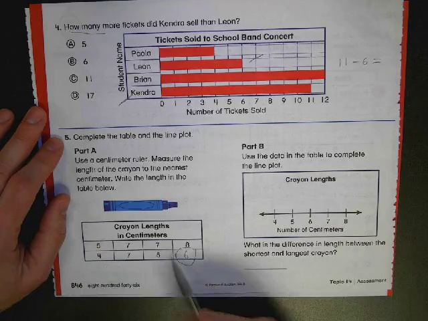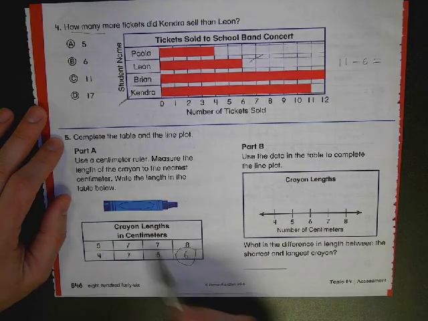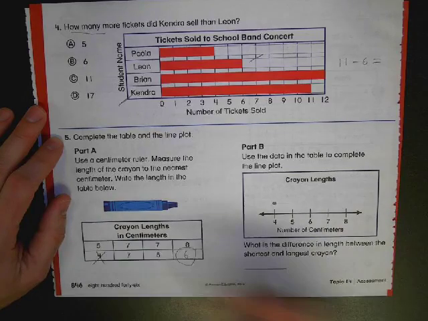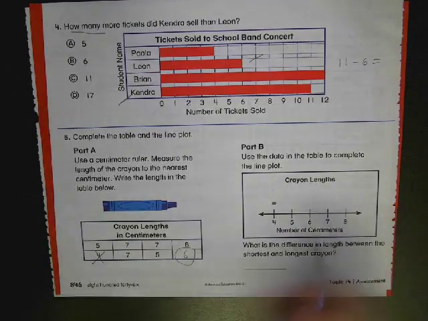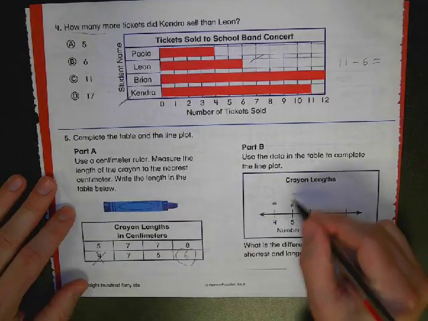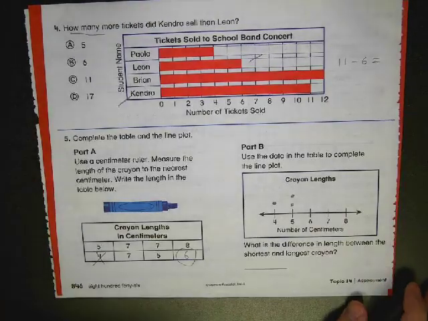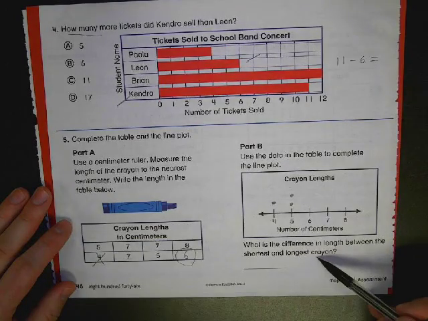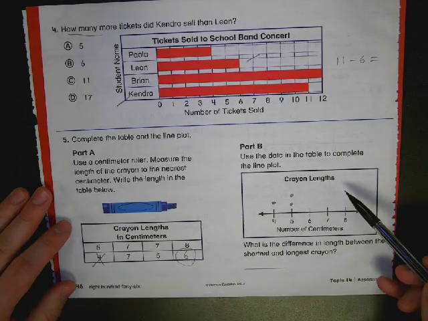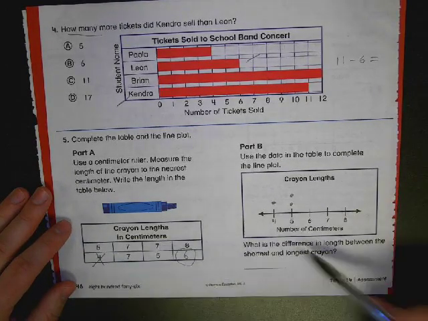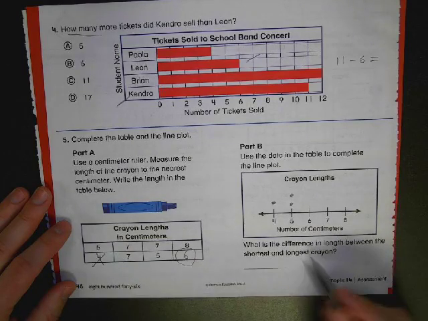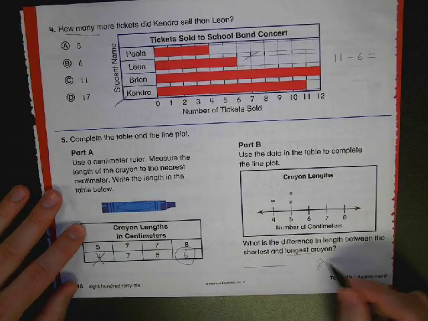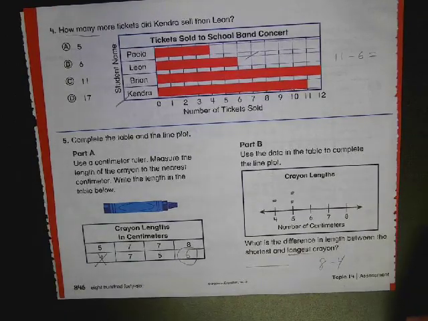Now you can start with, okay, any 4s? Just 1. Put a dot above it. Cross that one out. Any 5s? I see 2. 1, 2. Fill in the line plot, please. It says, what is the difference in the length between the shortest and longest crayon? Well, shortest and longest. The longest is 8. Shortest is 4. Got to find the biggest and the smallest and subtract them.